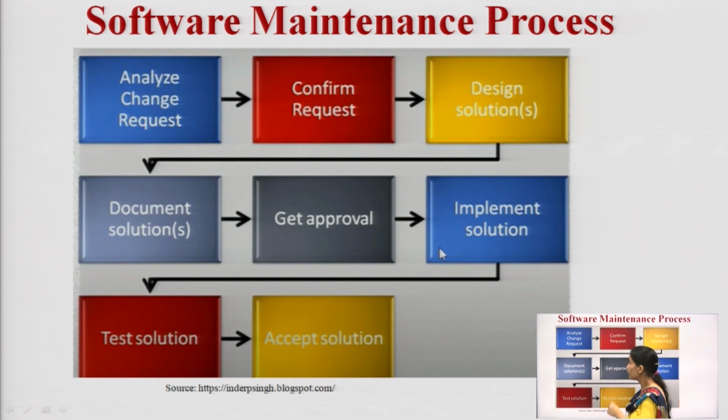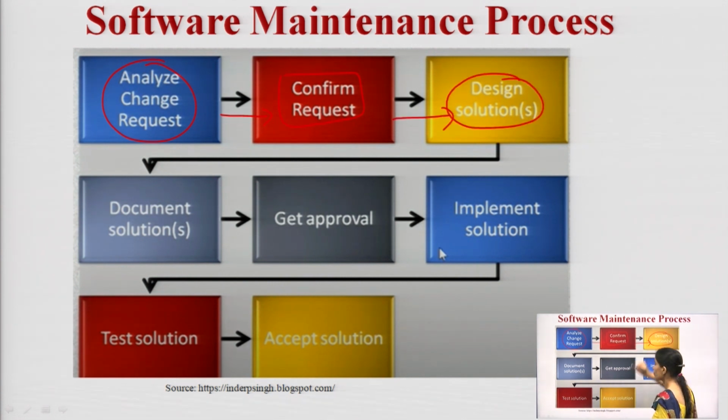So, this maintenance process starts with analyzing the change request. Whatever changes are proposed are firstly analyzed. After that analysis the confirmed request is formed. So, once we have confirmed the change request, the design solution is proposed. After this proposed design solution, it is documented. After documenting this new design, we need to get the approval from authorities.